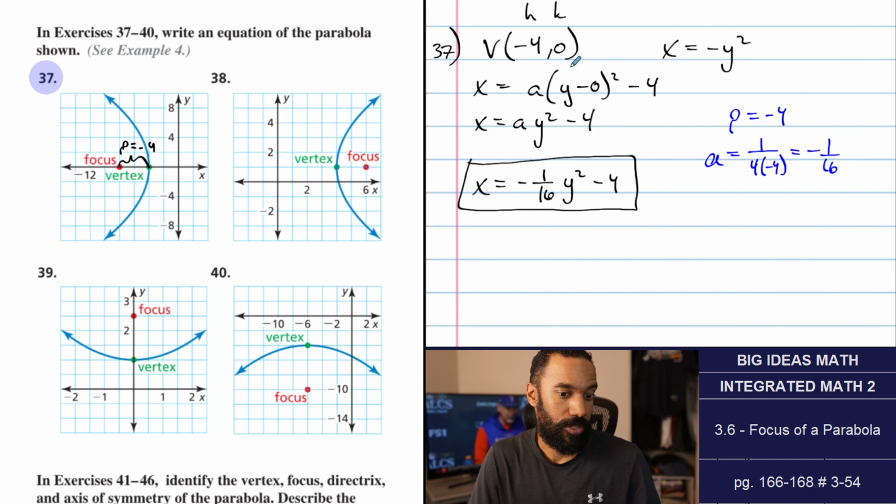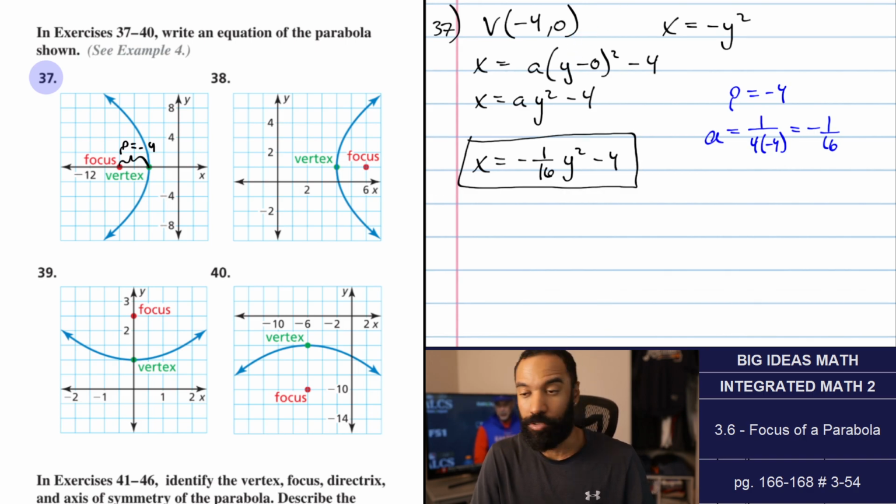They didn't give us the directrix, right? They just gave us the vertex and focus, and that's what they're giving us for all of them, but the p-value is the distance from the vertex to the focus.